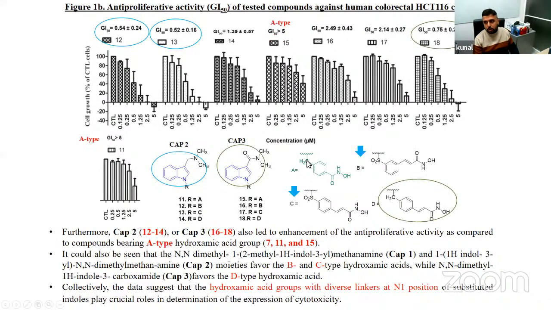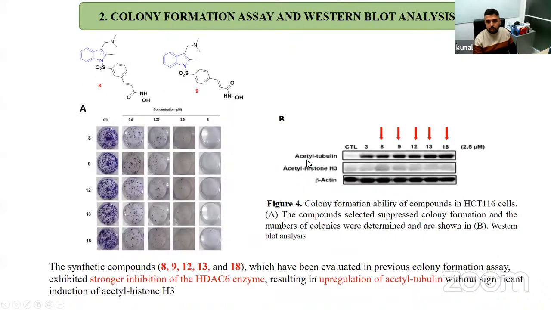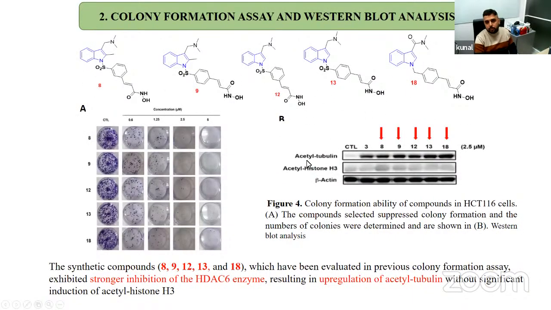I'm not discussing this in detail because I just summarized what we observed. Then we picked 5 compounds, which were potent anti-cancer compounds against the colorectal cancer cell lines, and evaluated them through the colony formation assay. Usually you don't stop at the in vitro cytotoxicity assay only. You make sure that you perform more and more assays just to validate the anti-cancer efficacy. So this was another assay.